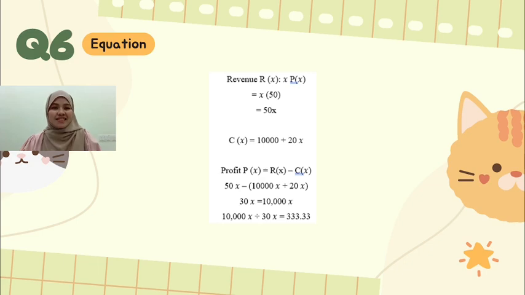Okay, for question 6, how to find the cost: C(x) equals 10,000 plus 20x. Profit P(x) equals R(x) minus C(x). So we put the equation in the formula: 50x minus (10,000 plus 20x), and we get 30x equals 10,000. So we divide 10,000 by 30, and we get the answer 333.33.